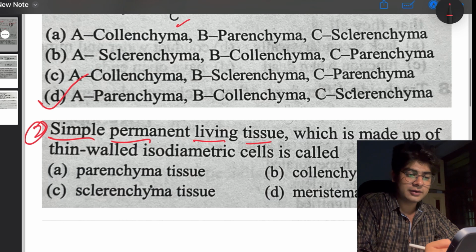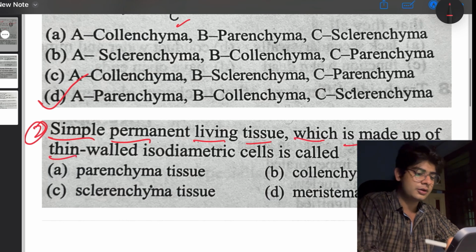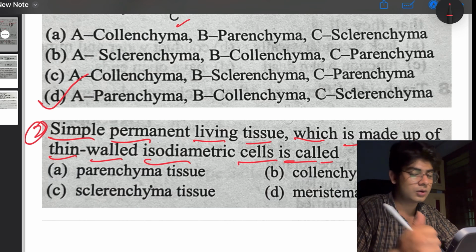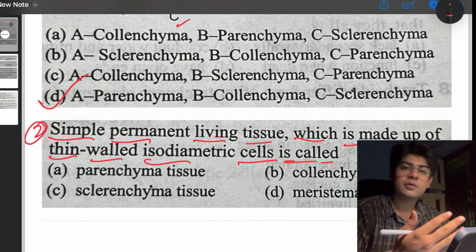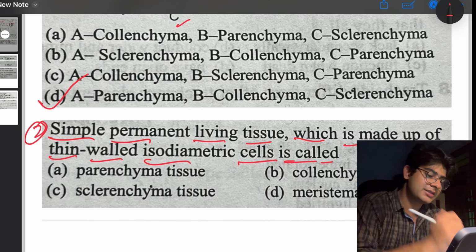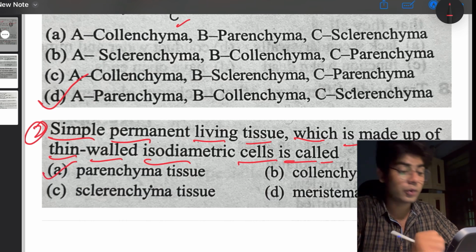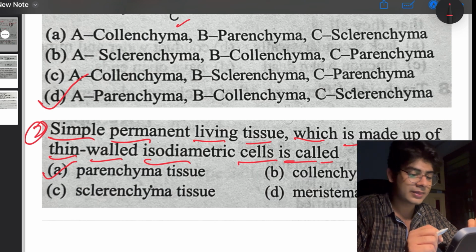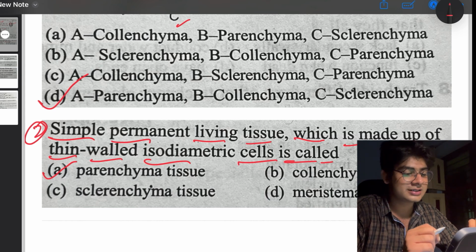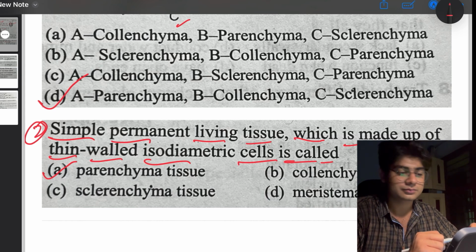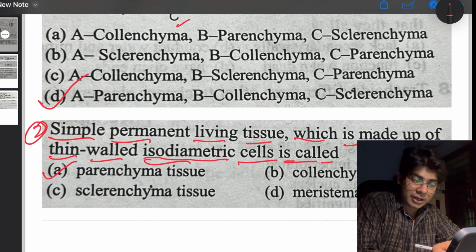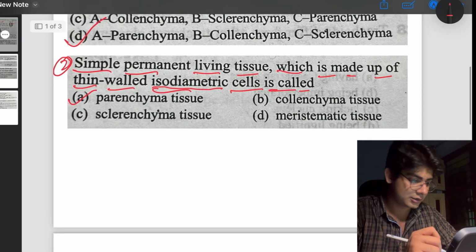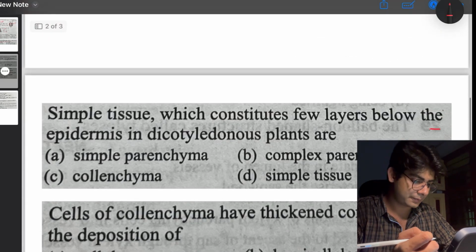Simple permanent living tissue which is made up of thin walled isodiametric cells is called... You're right. It's parenchyma tissue. Why? As I had told you before, parenchymatous cells are isodiametric cells with thin walls. Okay, I told you this isodiametric term is very important in this part of the chapter. Okay, let's skip to the next question.